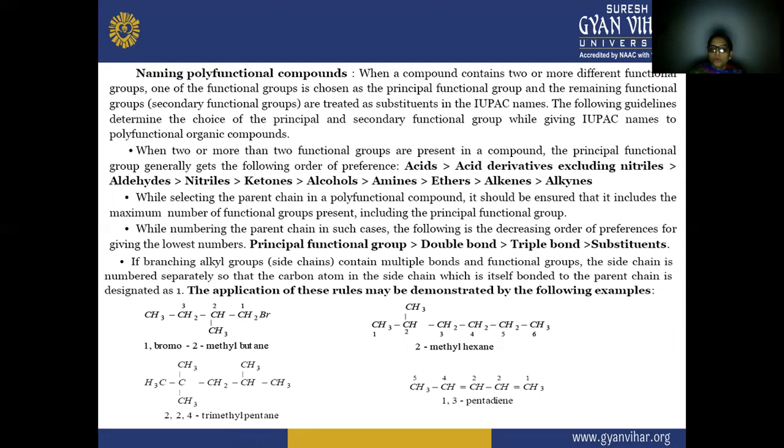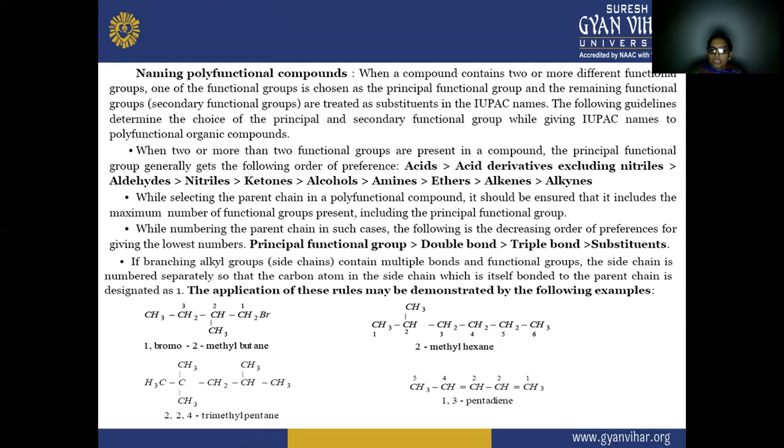So when 2 or more than 2 functional groups are present in a compound, the principal functional group generally gets the following order of preference. That is, the acid, having the main carboxylic acid, then acid derivatives, excluding the nitriles, aldehydes, then nitriles, ketones, alcohols, amines, ether, alkenes, and alkynes.